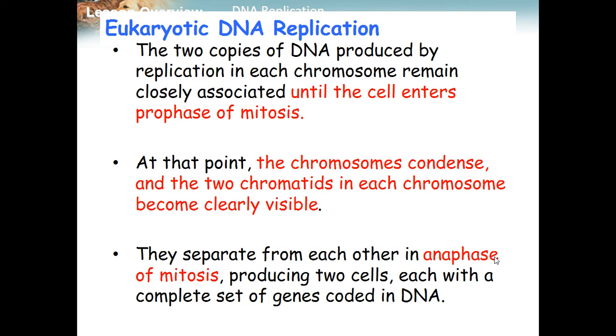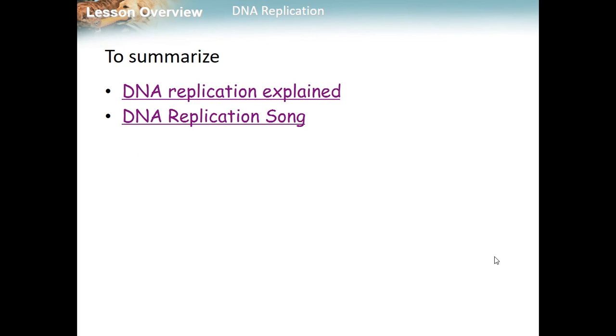The two copies of DNA produced by replication in each chromosome remain closely associated until the cell enters prophase of mitosis. At that point, the chromosomes condense and the two chromatids in each chromosome become clearly visible. They separate from each other in anaphase of mitosis, producing two cells, each with a complete set of genes coded in DNA.